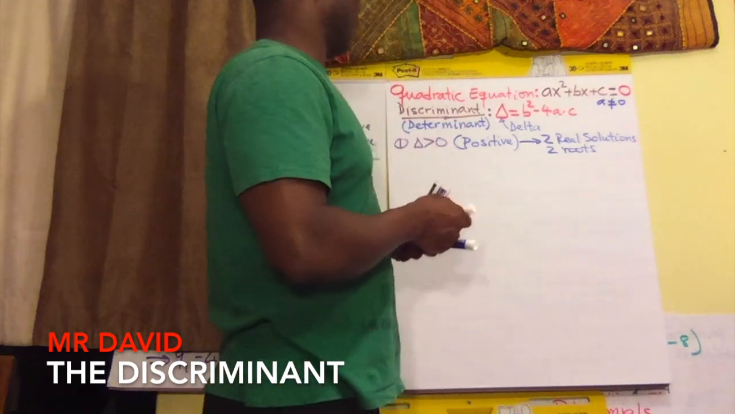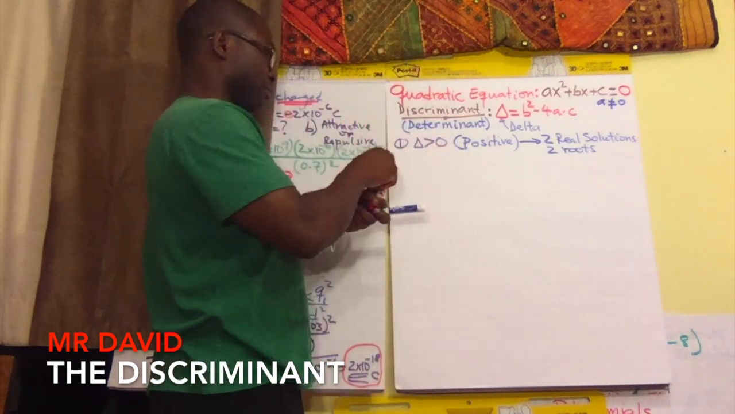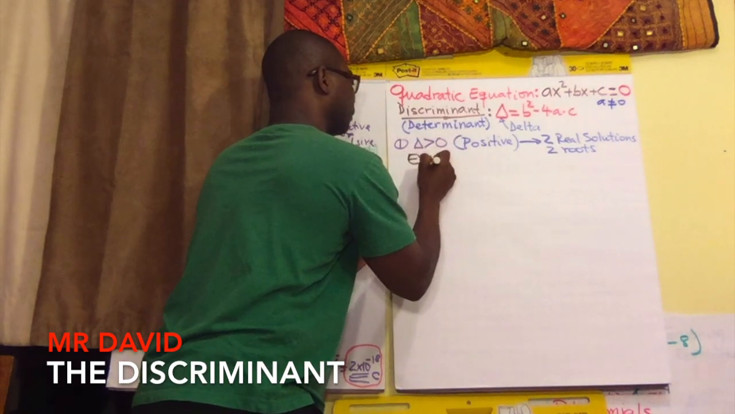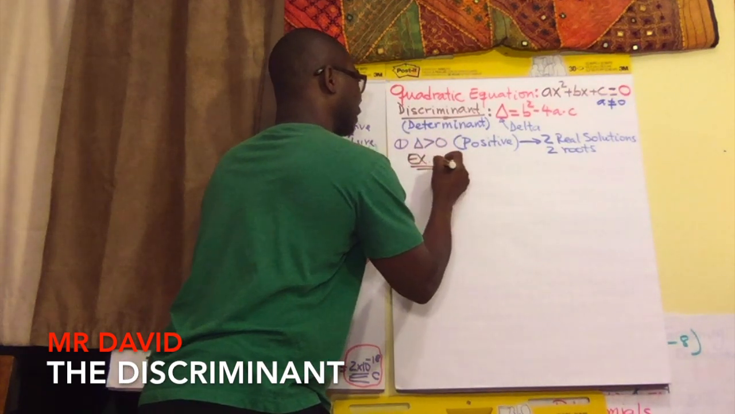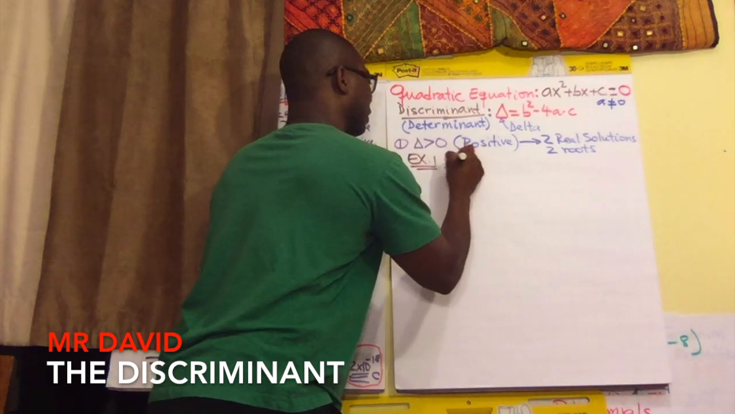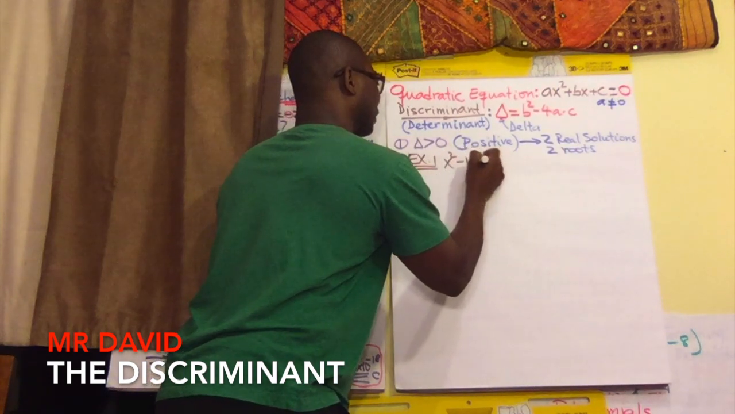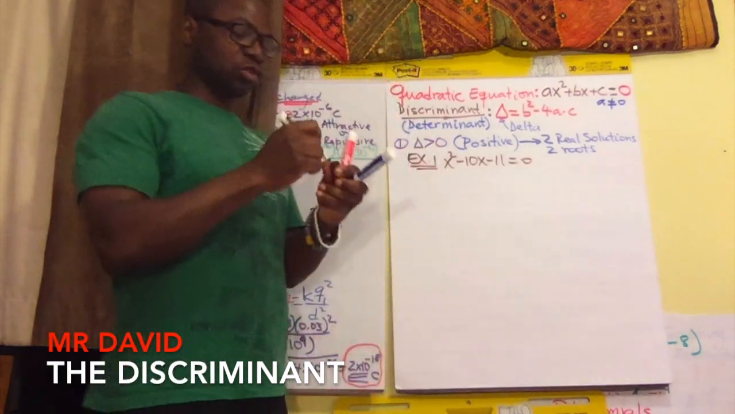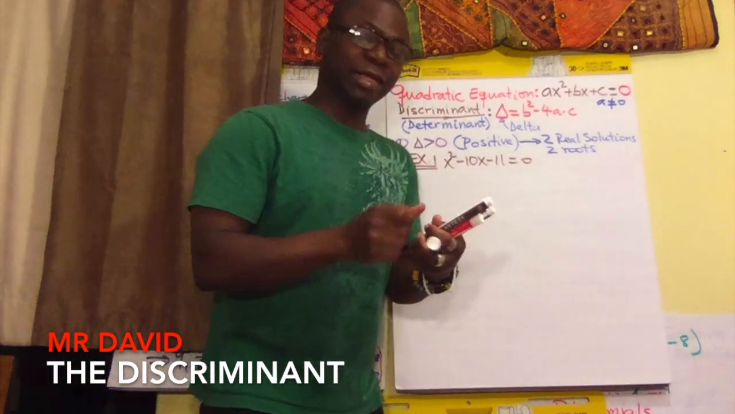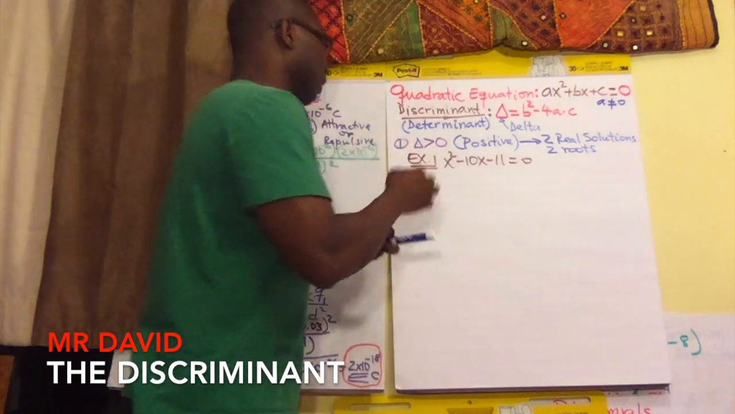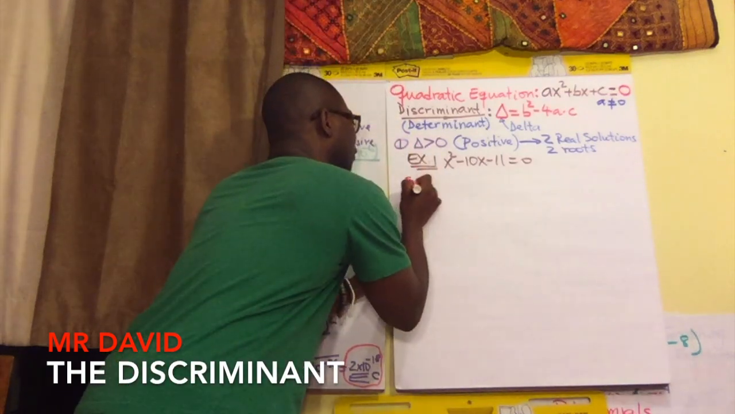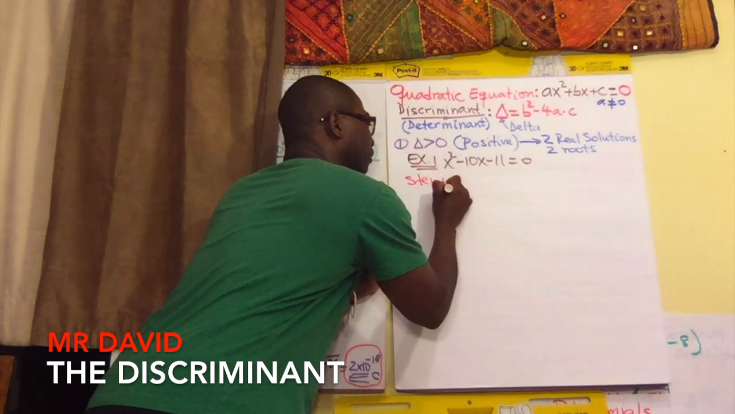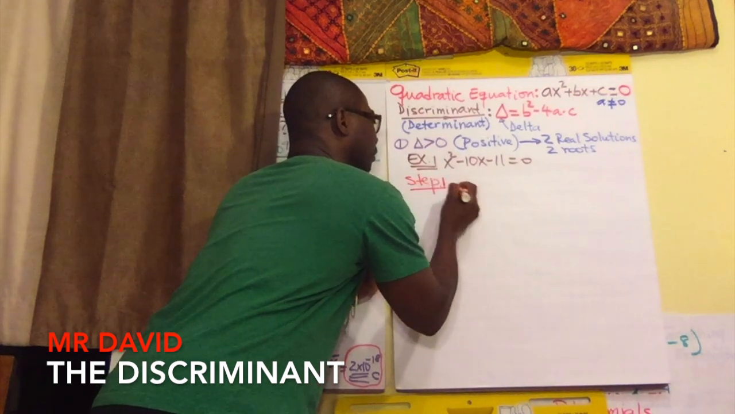All right, so let's do an example, because that's the best way to really know how this thing works. Example 1: let's find the discriminant for x squared minus 10x minus 11 equal to 0. First thing you need to do is step 1, find your a, b, c.